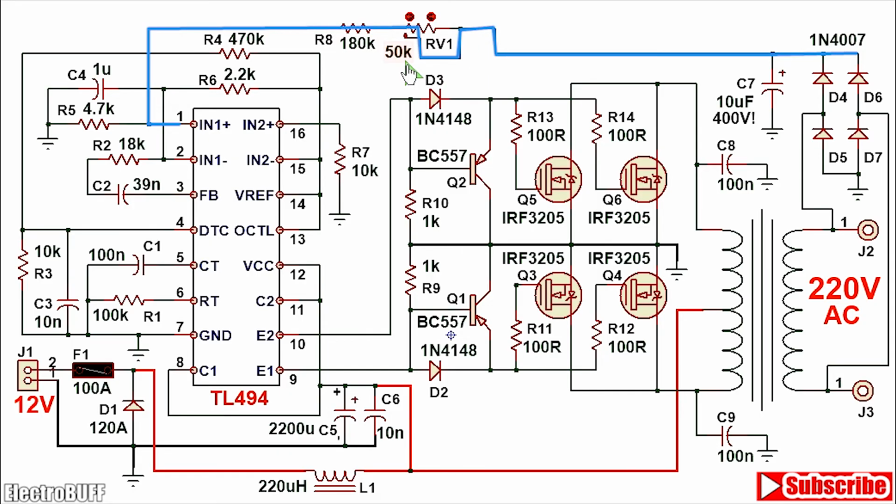By adjusting the potentiometer, you can adjust the output AC voltage for a limited range, and this should allow you to get any voltage from 200 to 240 volts AC.